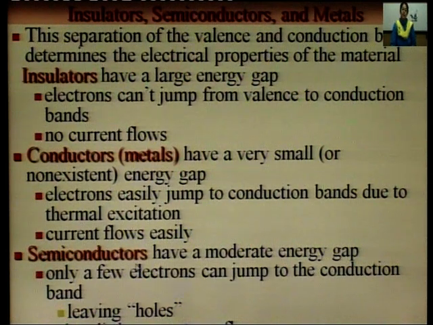Then come semiconductors. Semiconductors have a moderate energy gap. Only a few electrons can jump to the conduction band, leaving holes behind. Only a little current can flow. So in insulators no current flows, in conductors current flows easily, and in semiconductors only a little current flows. This is when they are in pure state.